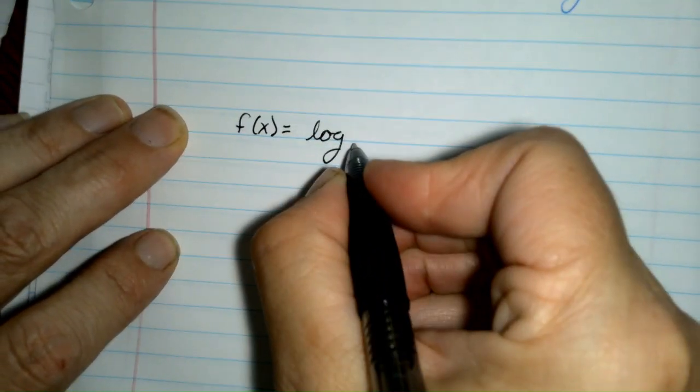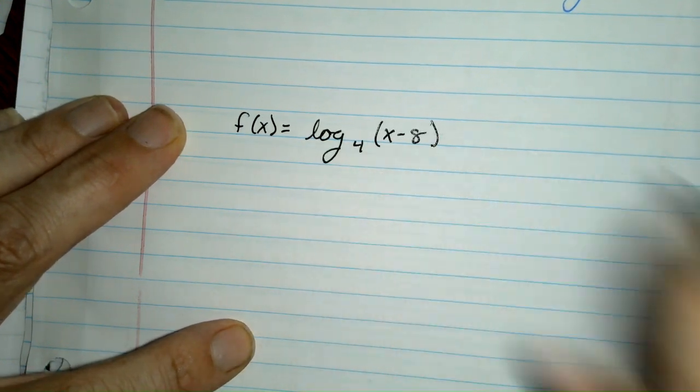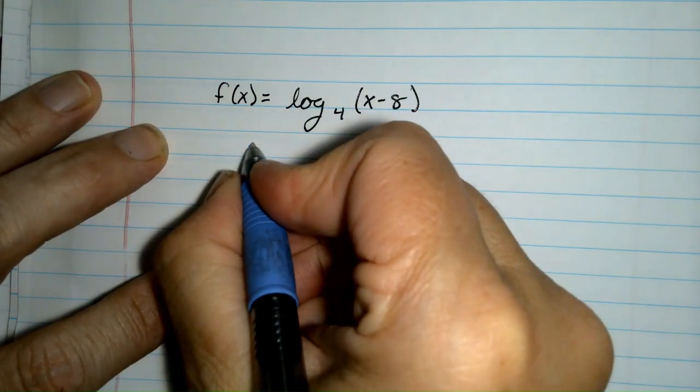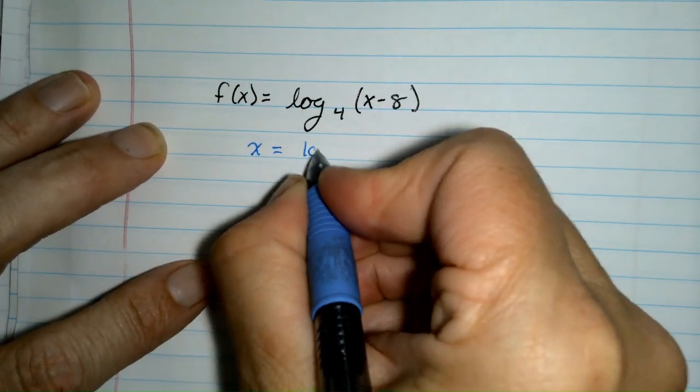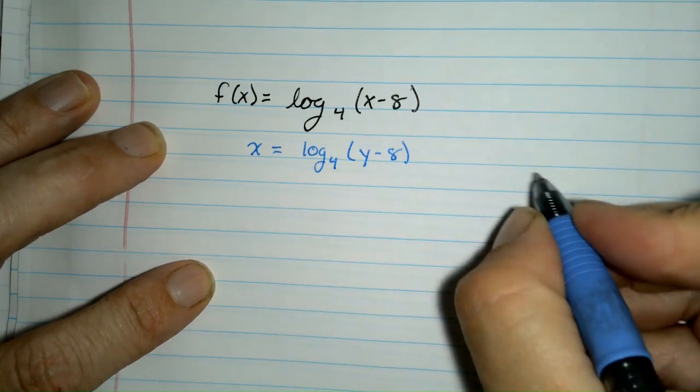What if we start in log form and we need to get the inverse? Okay. f of x equals log base 4 of x minus 8. I'll write y this time, I promise. So we switch them: x equals log base 4 of y minus 8.